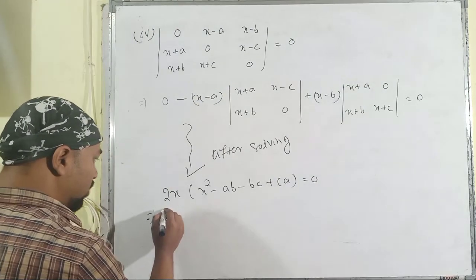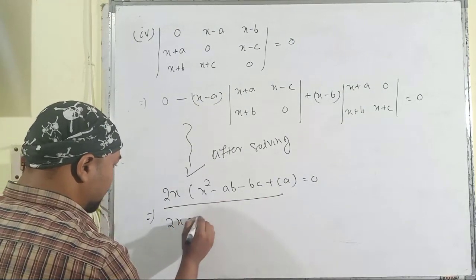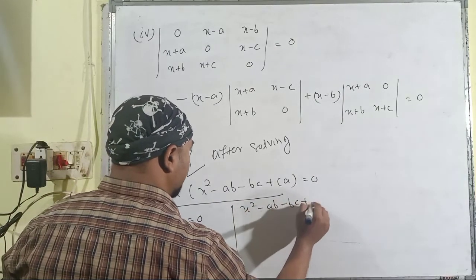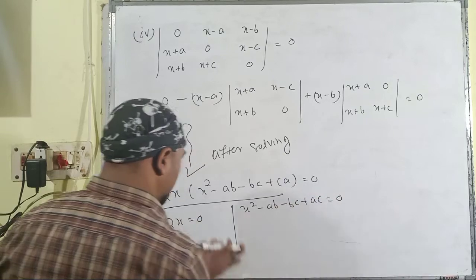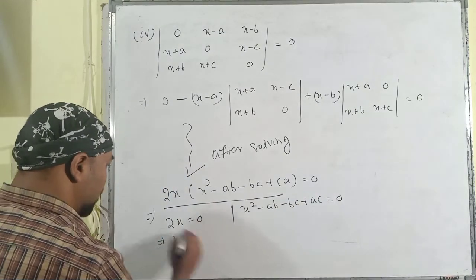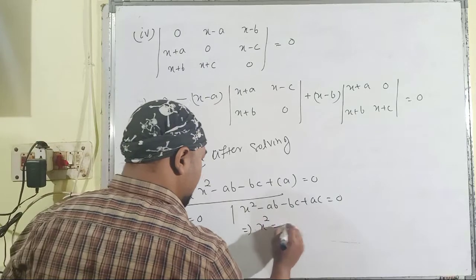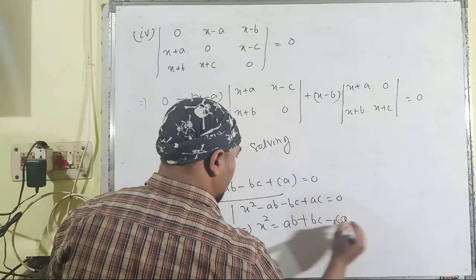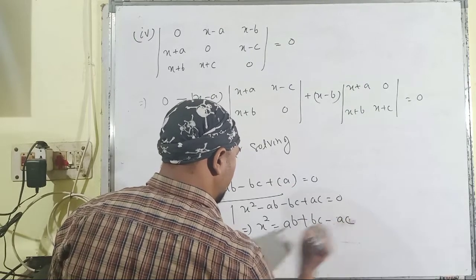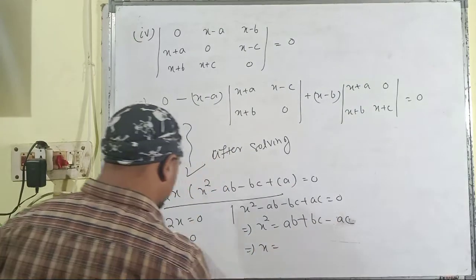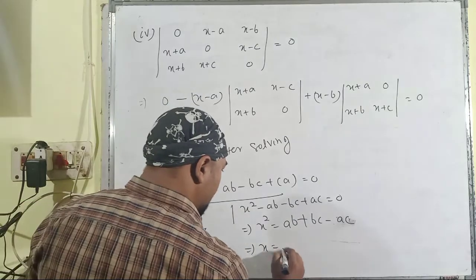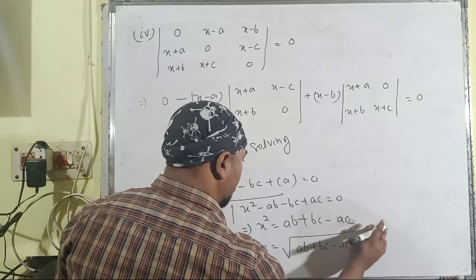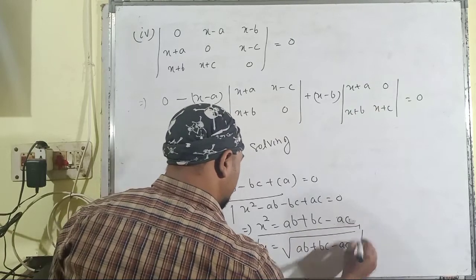So here we will get two partitions, that is 2x is equal to 0 and x square minus ab minus bc plus ac is equal to 0. So either x is equal to 0 or x square is equal to ab plus bc minus ca, or minus ac you can also write down. Then the value of x will be, this is one value, and the second value is square root of ab plus bc minus ac. This is the second value.